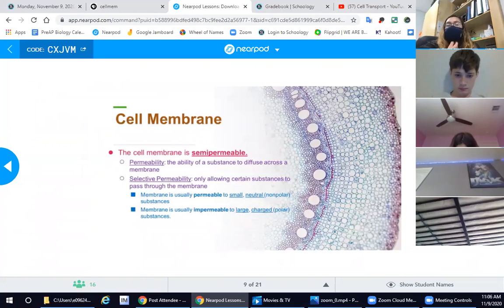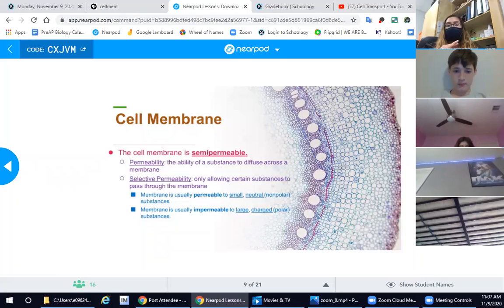So we call the cell membrane semi-permeable. That means it's going to let some things in and it's going to keep some things from coming in, which is great because we don't want everything going into our cell. We want to make sure we maintain homeostasis. That's why we say it's semi-permeable.